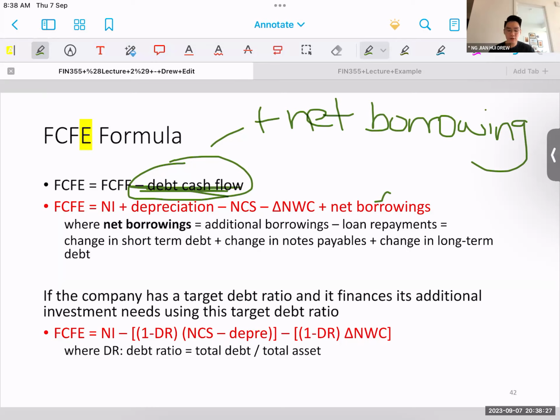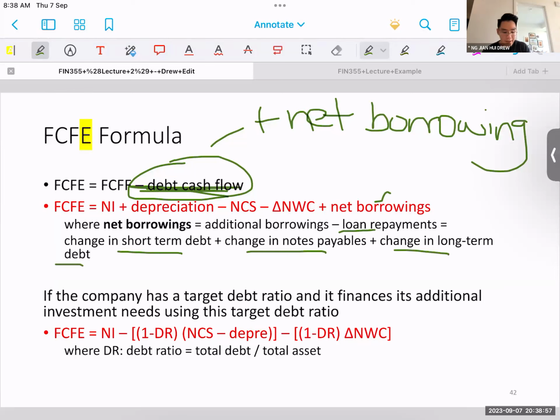So the question is, what is net borrowings? Net borrowings is basically any additional borrowings minus any loan repayments here. And we can derive even further where your additional borrowings is change in your short-term debt plus change in your notes payable plus any change in the long-term debts, right? So that's, at the end of the day, your net borrowings.